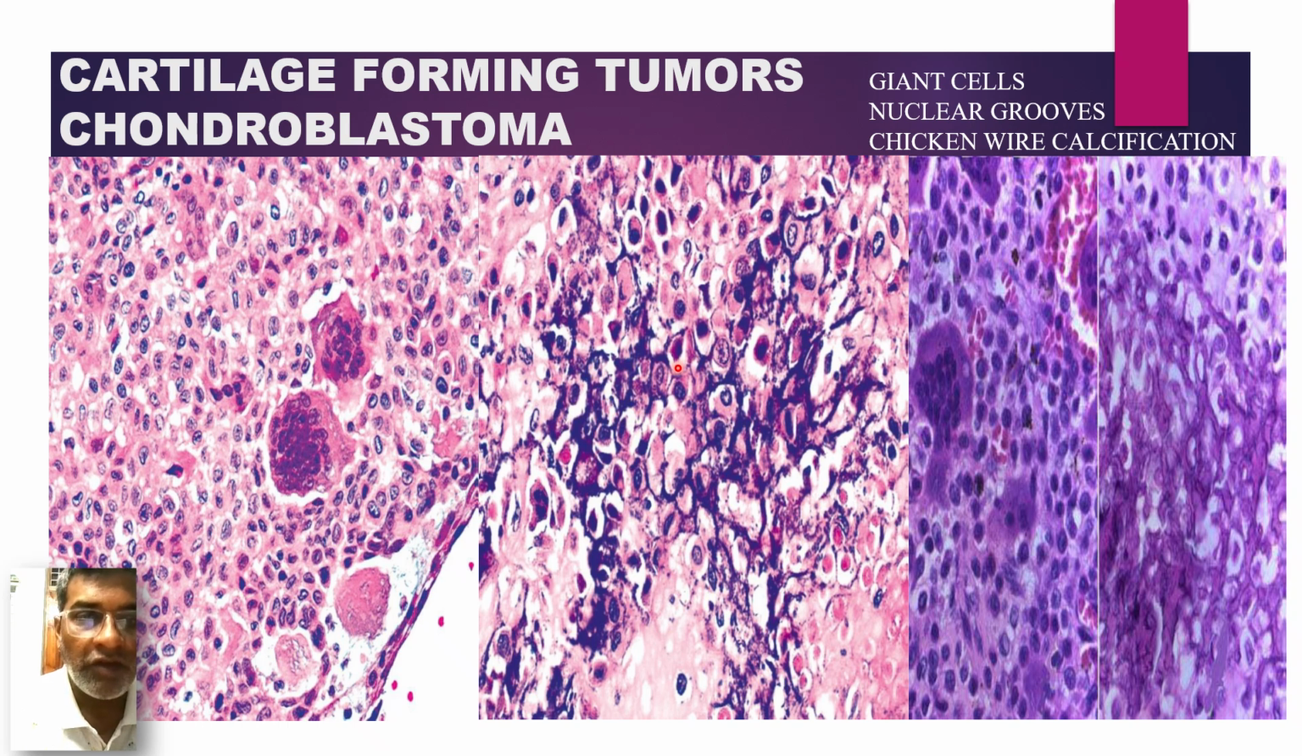So for a chondroblastoma, three important features. One is you have to see the giant cells. Second, there will be nuclear grooving or grooves, and chicken wire calcification. You can appreciate in this picture also multinucleated giant cells in the chicken wire calcification, and in the few cells there is nuclear grooving.